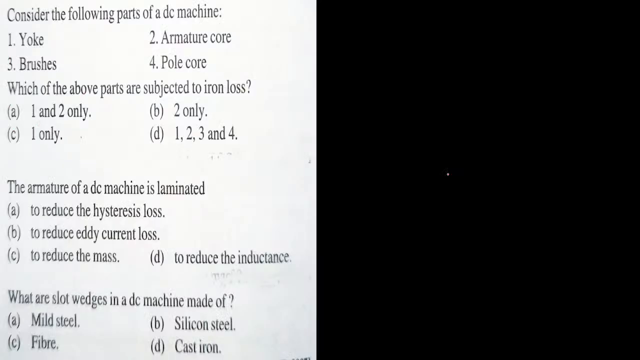Okay, let us start the first question. Consider the following parts of a DC machine: yoke, armature core, brushes, pole core. Now the question is, which of the above parts are subjected to iron loss? Can you please tell me the answer for this question?